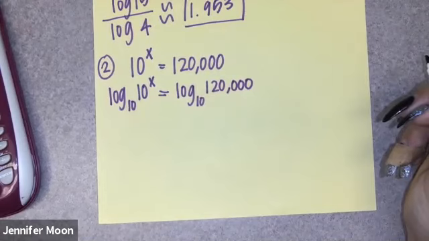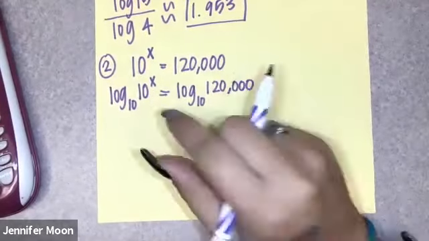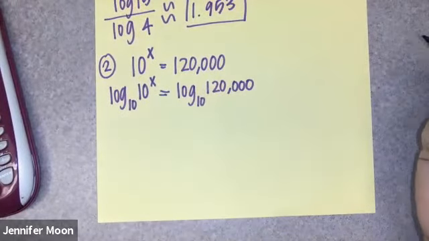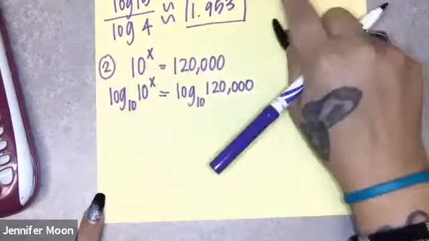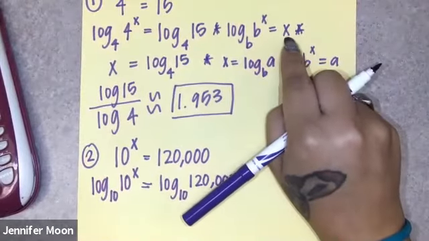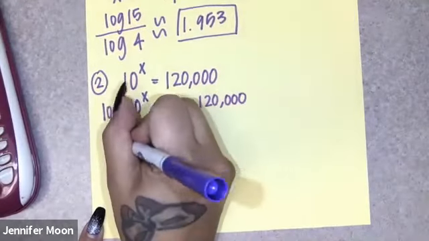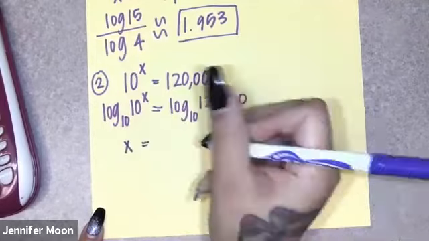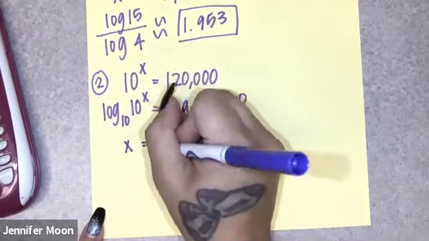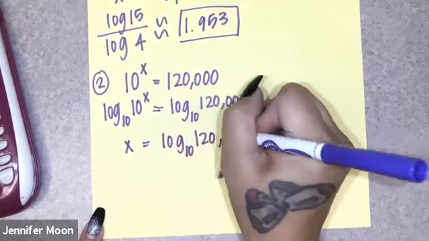And then noticing, sorry, because I skipped a step here. I hate it when I do that. Noticing that right here, I have a property that states if you have b to the b to the x, the answer is just x. Here, that's my answer. It's just x equals. And then we have log base 10 of 120,000.